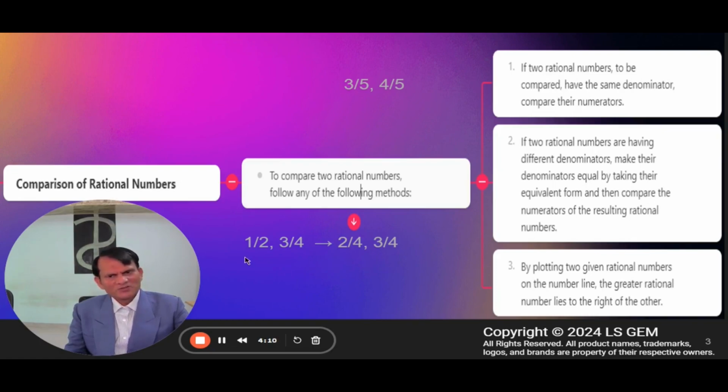For example, if you have to compare 1 by 2 and 3 by 4, how will you compare? Just convert 1 by 2 to its equivalent form like 2 by 4. Then compare 2 by 4 and 3 by 4. Then we can see that because 3 is bigger than 2, 3 by 4 is bigger than 2 by 4. Another way, we can compare by plotting the two given rational numbers on the number line. The greater rational number lies to the right of the other.